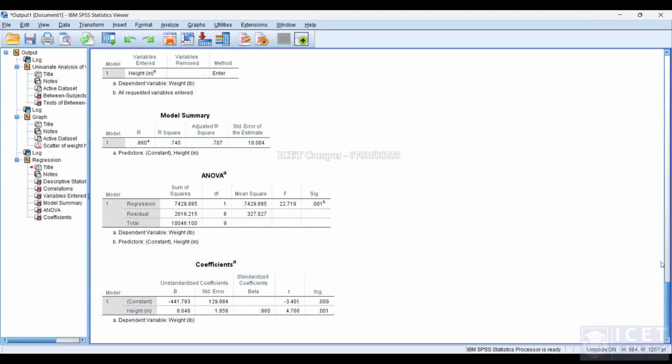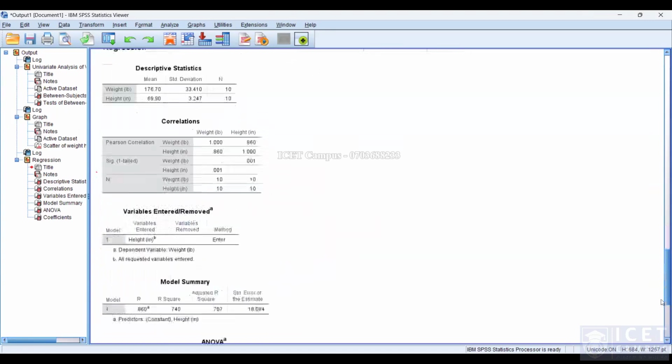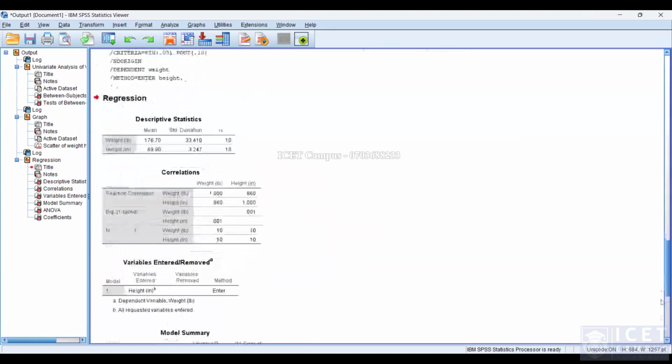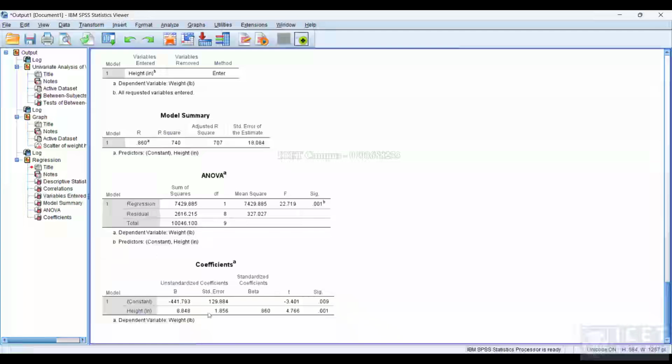So if we consider the coefficients, you can see here the coefficients. The height is significant because that is less than 0.05, and these values are significant. So we need the constant values here. Coefficients. This is how we can write the regression equation.